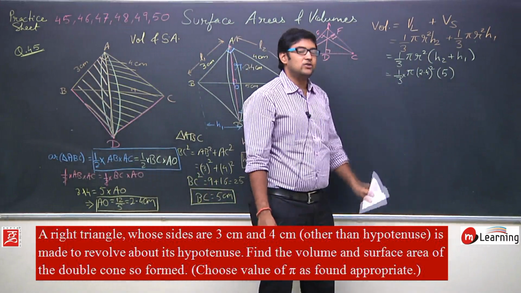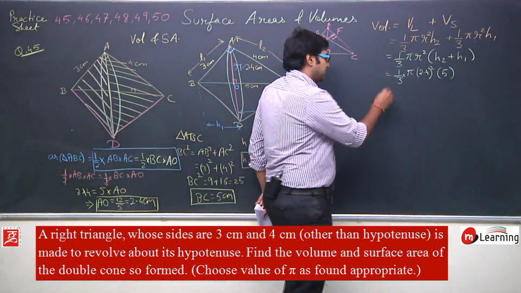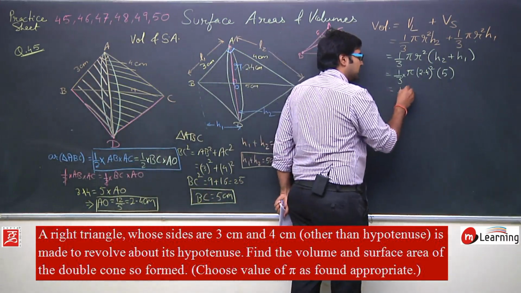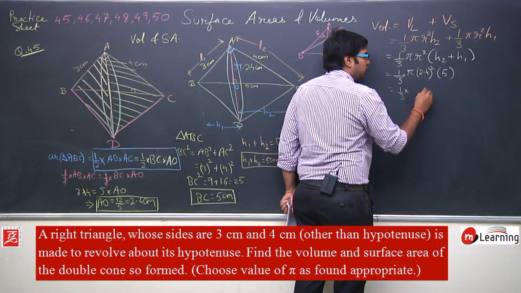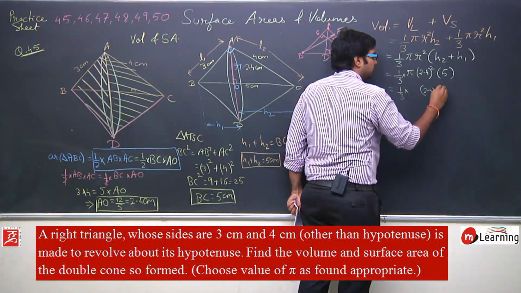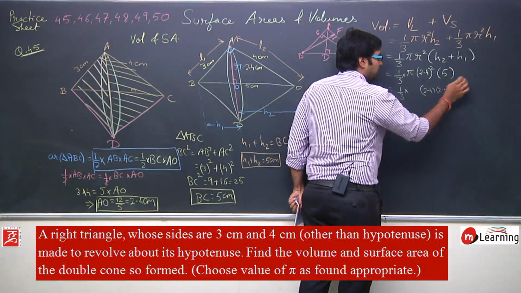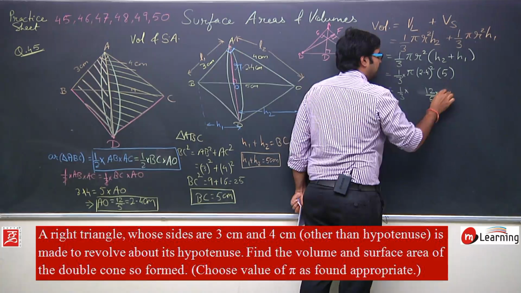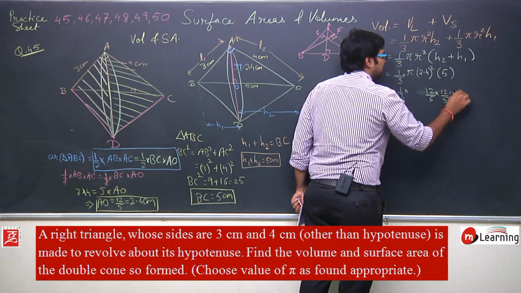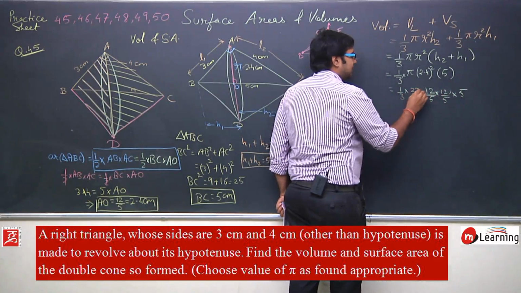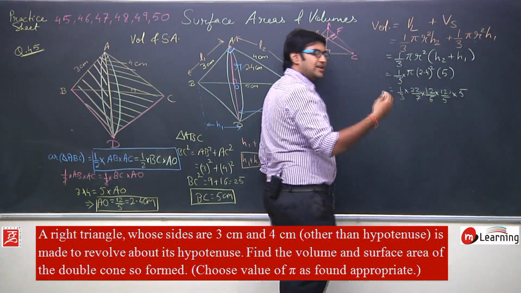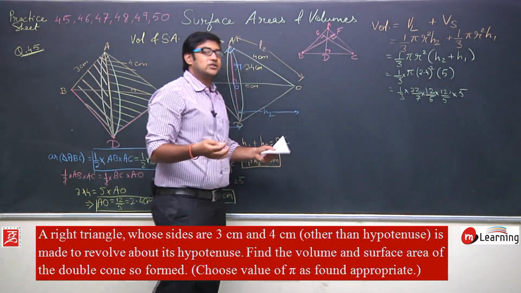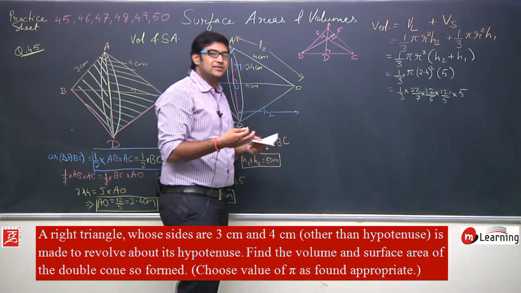Now what value can I use for pi? I can see this is 1/3, this is 2.4 into 2.4. Or let us write it as 12 by 5 into 12 by 5 into 5 as it is. I can take pi as 22/7, or you can take it as 3.14. The answer will not change. The answer will almost remain the same.